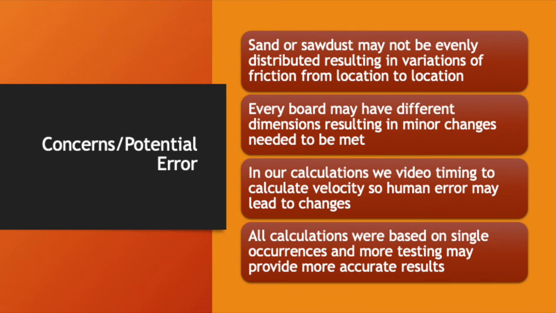In addition to this, the measurement of the distance the pucks traveled after the collision was left to the human eye. We saw in the video that puck A appeared to not move after the collision, even though the conservation of momentum would say it does. And finally, and most important, is that all calculations were based on a single occurrence. More testing may provide more accurate results because of the larger data pool.